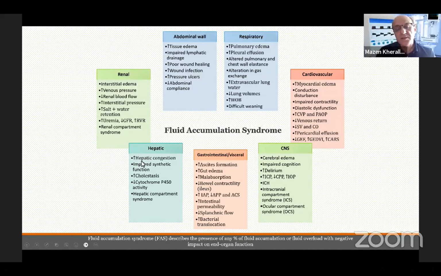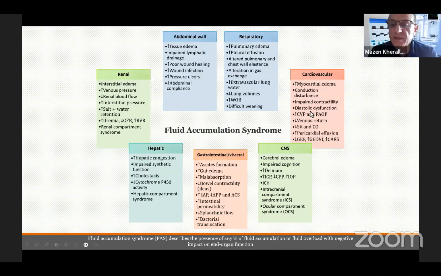In the liver, there's increased hepatic congestion, impaired synthetic functions, increased cholestasis, decreased cytochrome activity, and hepatic compartment syndrome. In the CNS, there will be cerebral edema that will lead to impaired cognition and delirium. The intracranial pressure is going to be increased, cerebral perfusion pressure is going to be decreased, and the intraocular pressure is going to be increased. So we have ocular compartment syndrome and intracranial compartment syndrome. But we're going to see also evidence of this fluid in the GI system. You will see ascites, increased gut edema that will lead to decreased absorption, decreased contractility, and ileus. The intra-abdominal pressure is going to be increased, and we're going to have abdominal compartment syndrome.